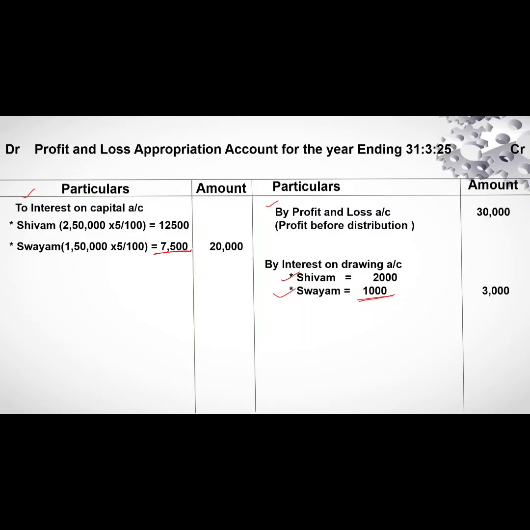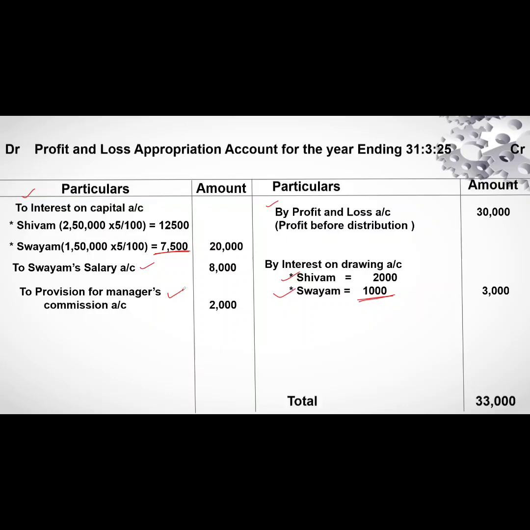Next adjustment we have is the Swayam's salary. It is the annual salary, it is an expense for the firm. So we write it on the debit side, 8,000 to Swayam's salary account. Next we have commission to be paid to the manager. It's an expense, so again this also will appear on the debit side of profit and loss appropriation account, to provision for manager's commission account, 2,000. So these are the entries which have to be recorded in the profit and loss appropriation account.